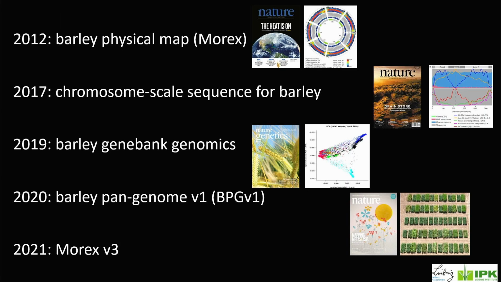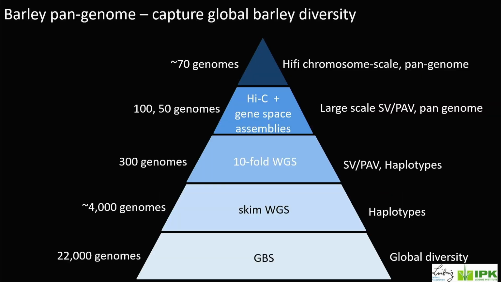So we produced data over the years with the different versions of the barley reference genome, and as Martin outlined in the beginning of this symposium, we are sequencing many more genomes. So more and more data is accumulating, and this pyramid summarizes the status of the pangenome project with draft sequences, skim sequences, but also complete genome sequences, large data sets that are not yet all public, but will become public in the next months as we are working on the second version of the barley pangenome.